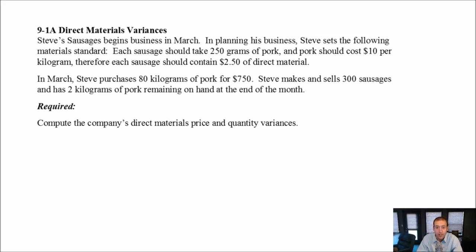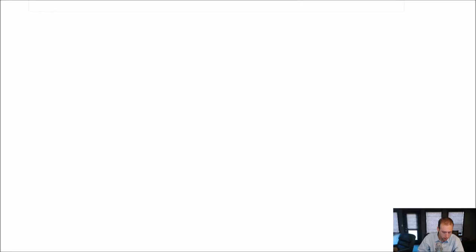Let's take a look at 9.1a, direct materials variances. When I know I'm doing a variance question, and this one tells me direct materials, I immediately draw this chart. Even before I do the question, I think to myself, okay, I know I'm going to do variances, so this is going to come in handy. And I just want this to be second nature to you.